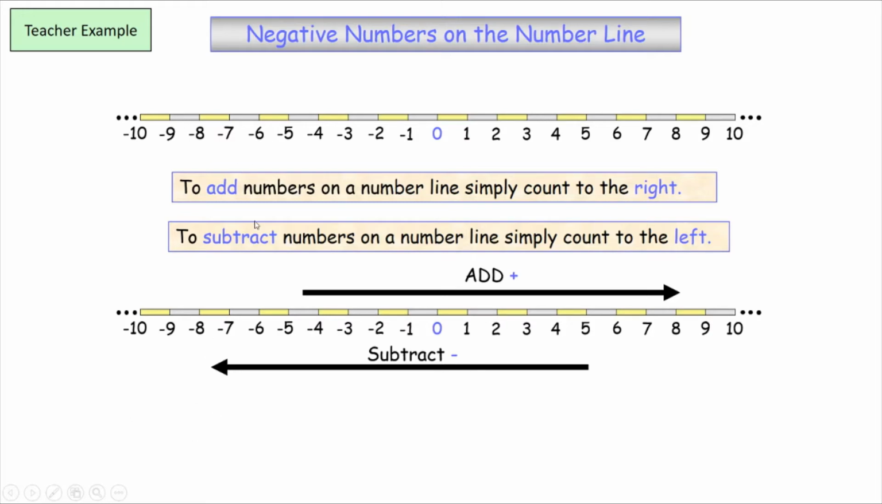These 2 points are very, very important when you are looking at number lines. So I'll say it once again. To add on a number line, you count forwards or you count towards the right. And to take away or subtract on a number line, you count backwards. So please make sure you have both of these two written down in your notes because they're so important.